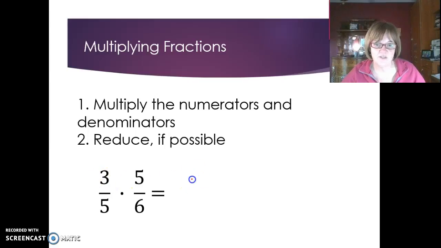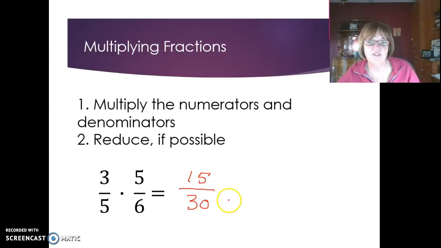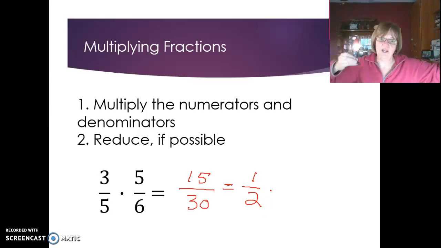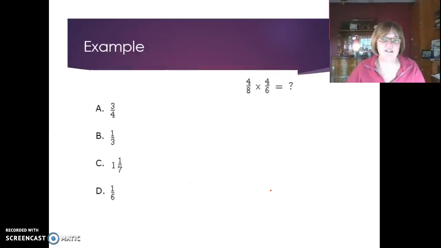3 times 5 is 15. 5 times 6 is 30. And reduce if possible. Well, guess what? 15 goes into 15 and 30. Goes into 15 once and in 30 twice. There we go. 1/2. We're done. It's that easy. Just multiply numerators and denominators.